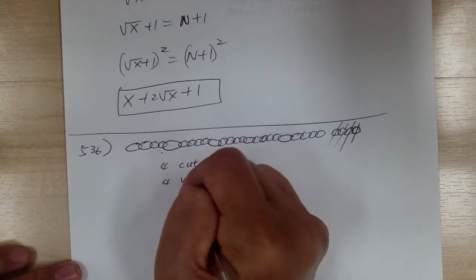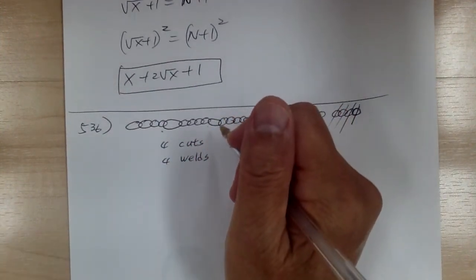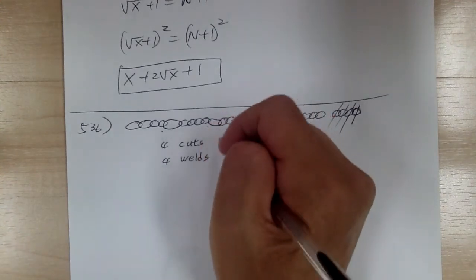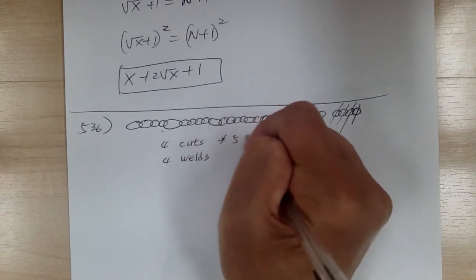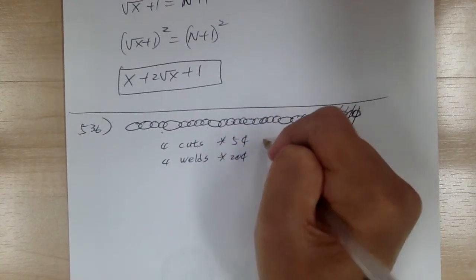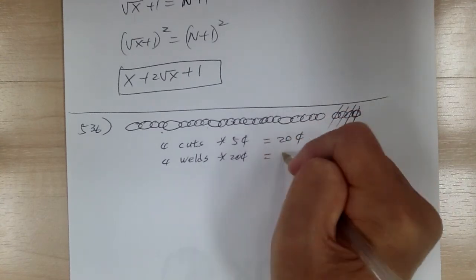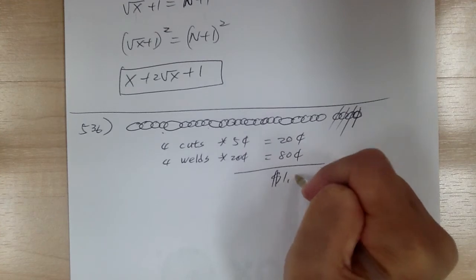and 4 welds. Okay, and so it costs 20 cents each to weld and 5 cents each to cut. So this would be 4 times 5 cents, and 4 times 20 cents. So this will equal 20 cents, and this will equal 80 cents. So the total would be $1.